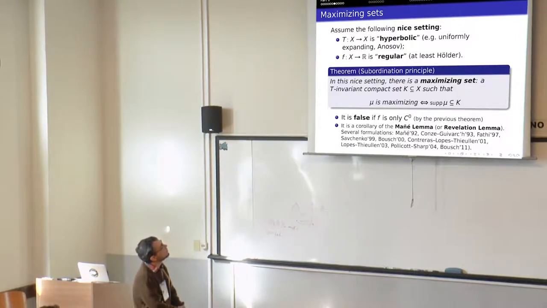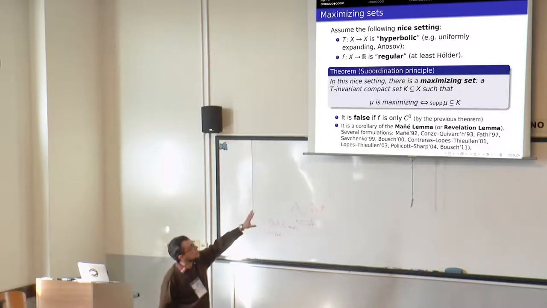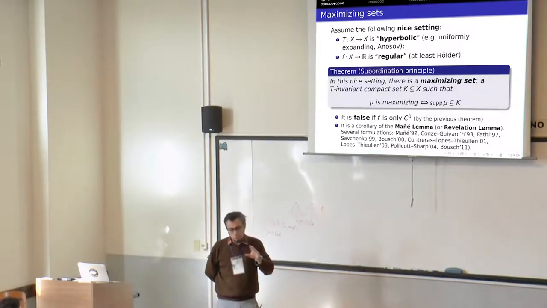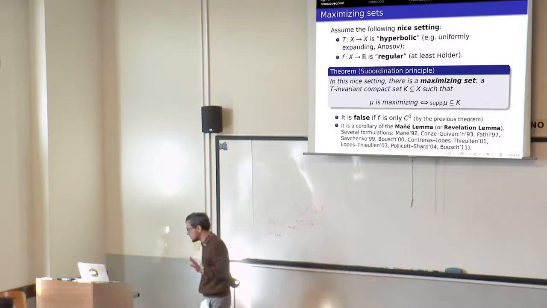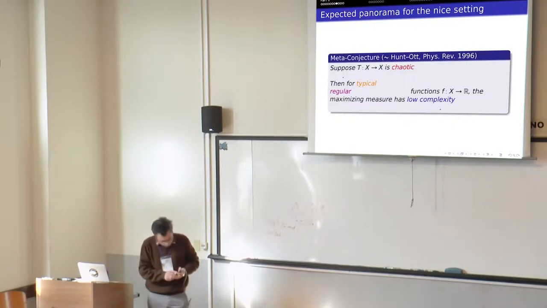It's something sometimes called the Mañé lemma, or Jenkinson calls it the revelation lemma. There are several versions that were discovered independently, and later several improvements replacing the class of hyperbolic maps that are allowed. Okay, but I won't enter into detail here. Basically, I just say that this Mañé lemma is a version of the Lipschitz theorem that you maybe know, where you replace equalities by inequalities. It turns out to be something extremely useful in this field, but I won't give much detail.